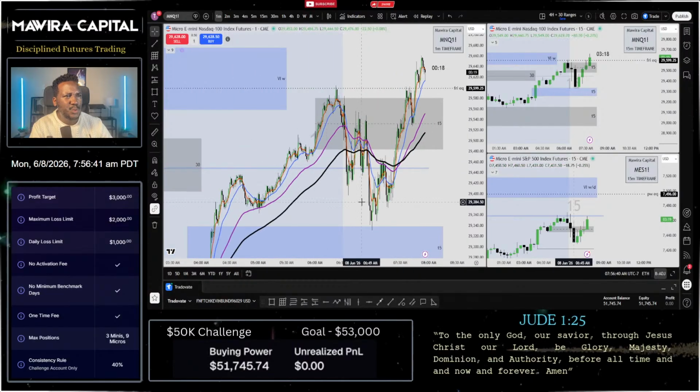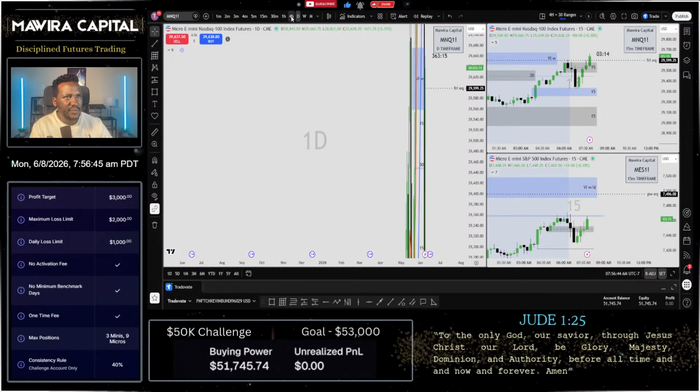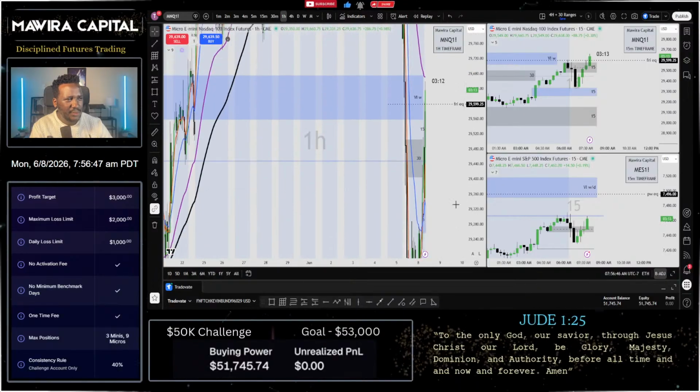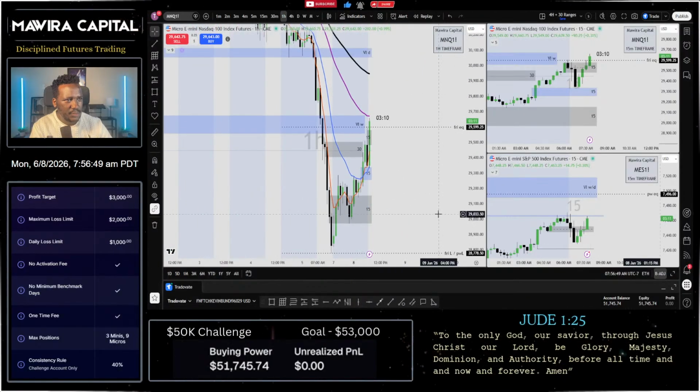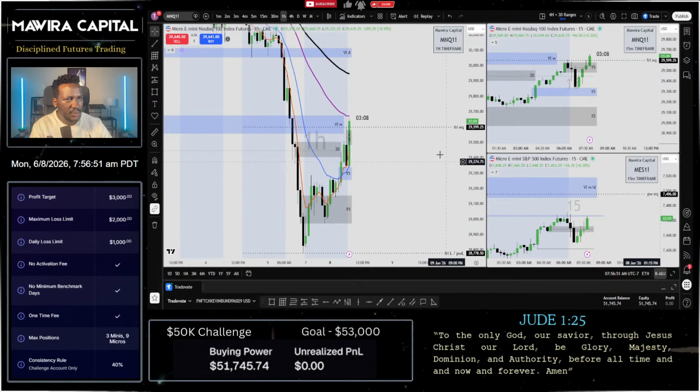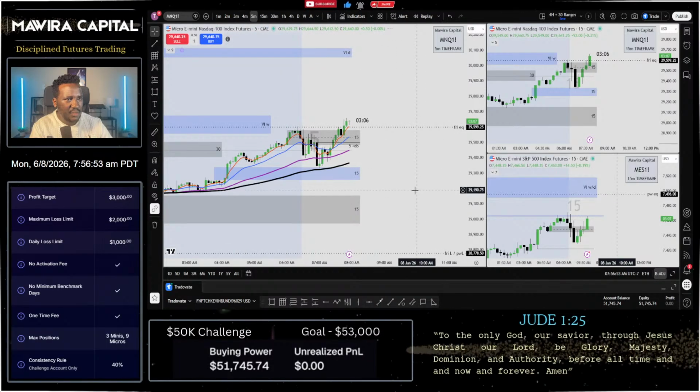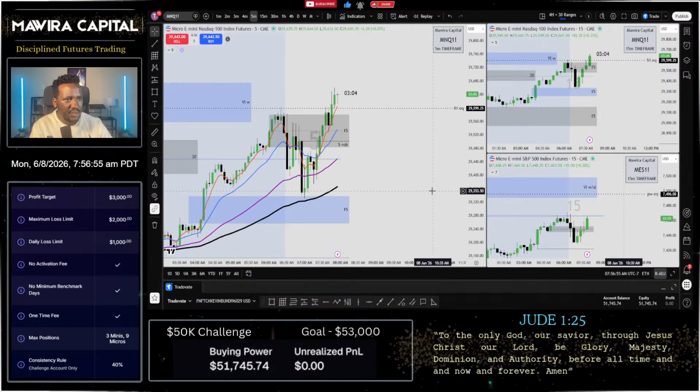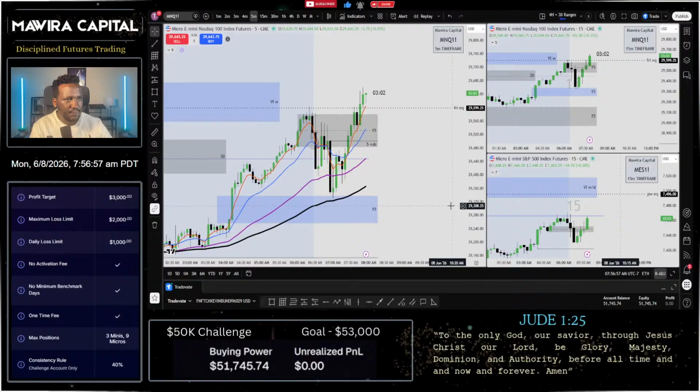So wait for the sweep. Daily bullish, 4-hour, 1-hour bullish. The bias is bullish. 5-minute order block, the first one you see. Let's go.